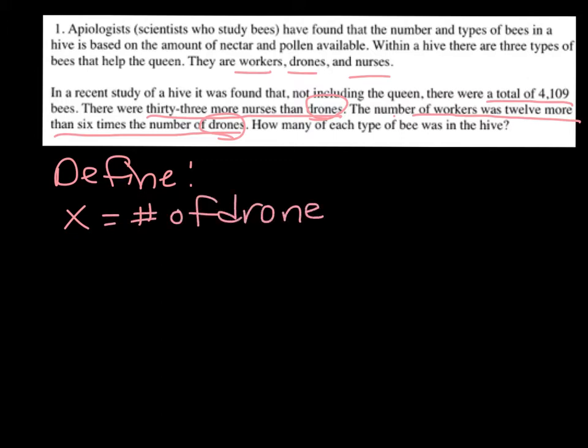Now, if I was doing this myself, I would probably make the x a d for drone, but that's up to you. So x is the thing I'm going to guess, and x is what we're going to start with for drones.